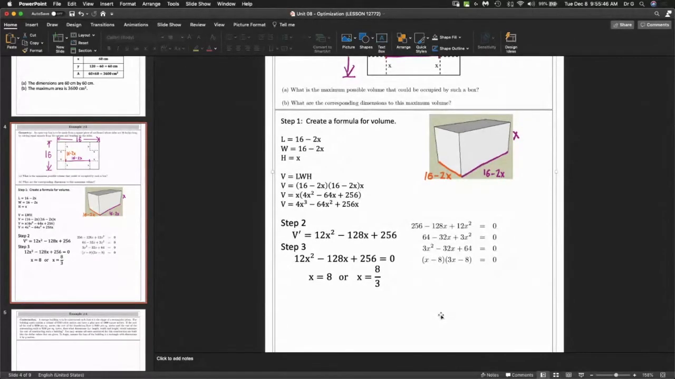So I want to talk about what answers here are admissible.